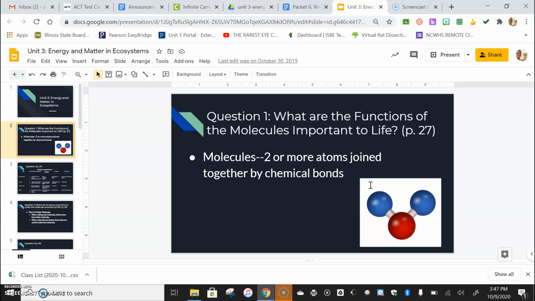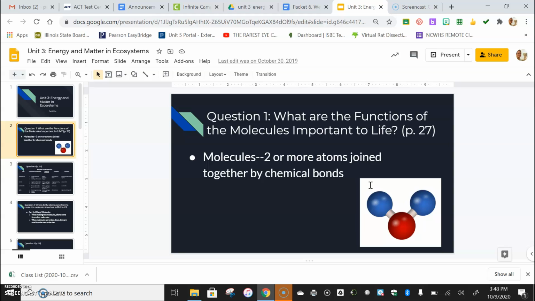And here we're going to start talking about molecules. So this unit is going to have a little bit of chemistry in it. So we're going to do a brief activity with molecules on Friday, so tomorrow. But here we're looking at what are the functions of the molecules important to life.